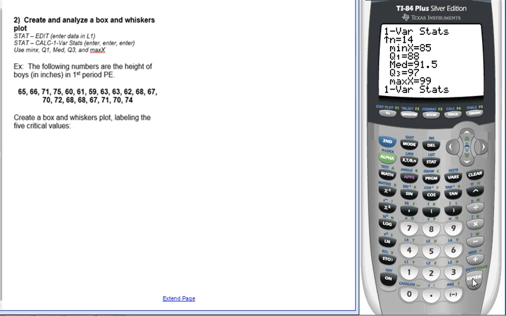So again, after I've entered my data, I go to Stat Calc, and I want one-var stats. Now, for a box and whisker, there's 5 points I need, and they're all located in the bottom, so you need to scroll down. I need the min, the Q1, the median, the Q3, and the max.